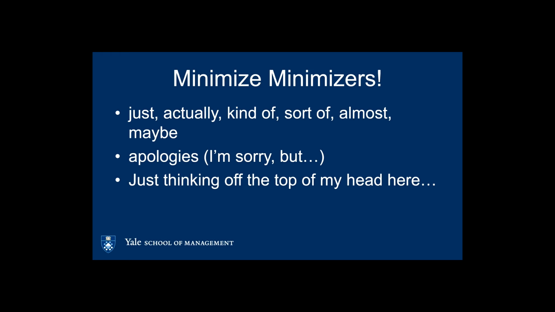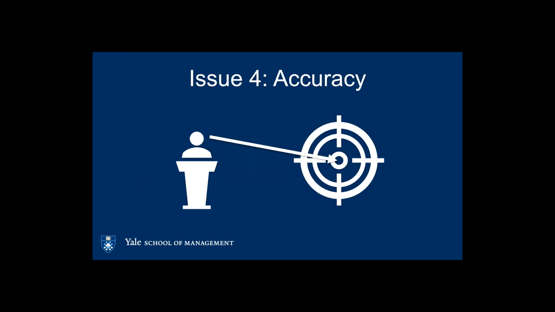Another minimizer that happens a lot is, just thinking off the top of my head here, but there's no need to say you're just thinking off the top of your head here. If you have an opinion, say your opinion. You don't have to justify it by saying just thinking off the top of your head. Just say it. Our fourth and last issue for this workshop is accuracy.